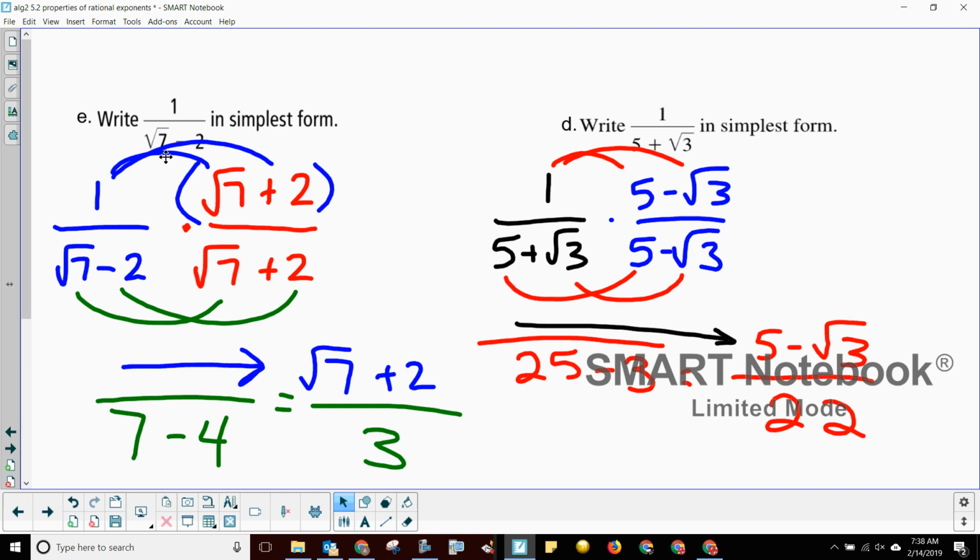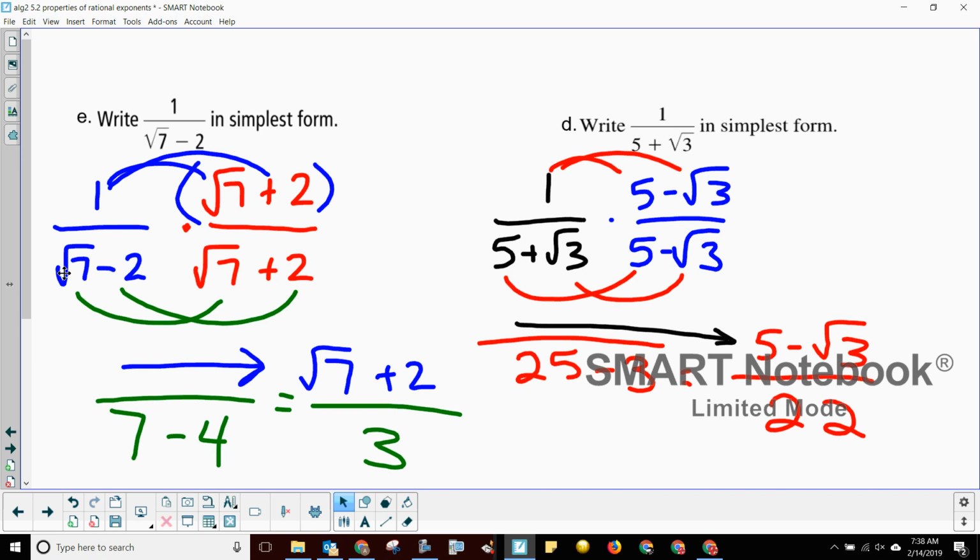Let me move this just a little bit so you can see. If we have a plus or minus here, it's very, very similar to the conjugate stuff with complex numbers. We're going to create a difference of squares, so my middle terms cancel out. I don't even really have to worry about my middle terms.